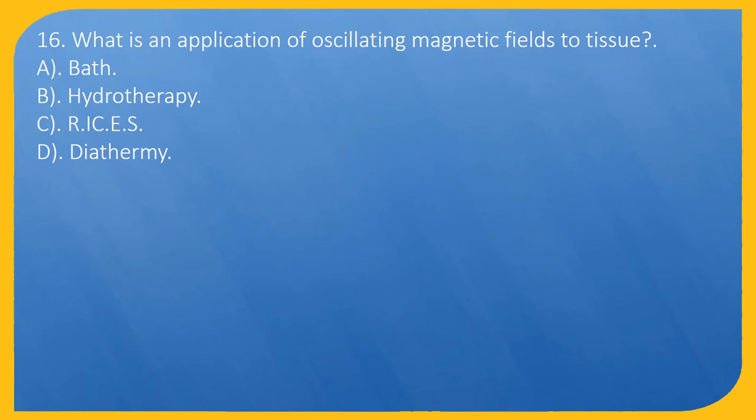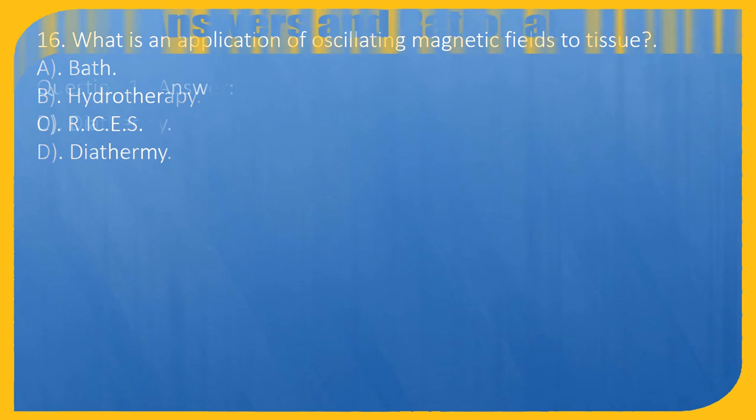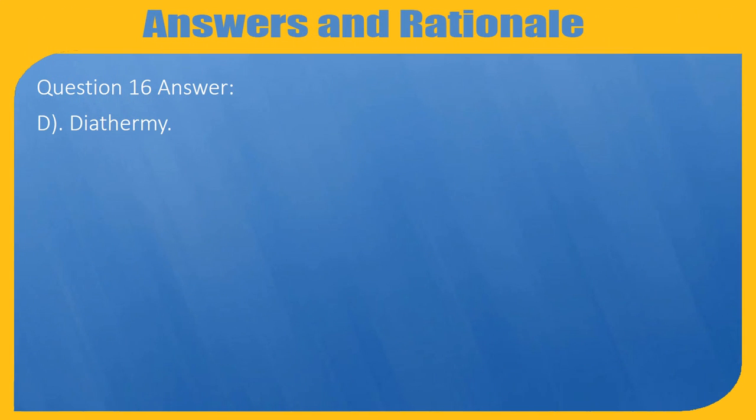Question 16. What is an application of oscillating magnetic fields to tissue? A. Bath. B. Hydrotherapy. C. RICES. D. Diathermy. Question 16. Answer D. Diathermy.